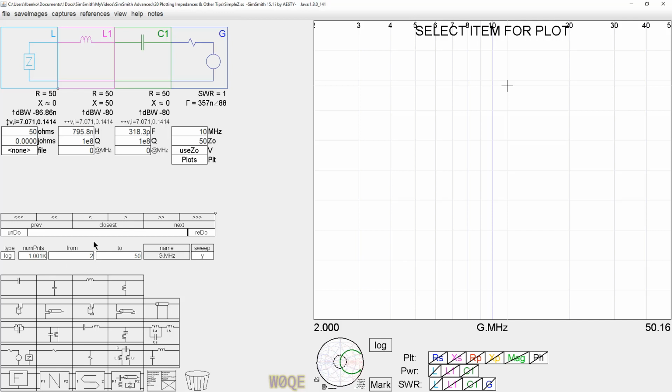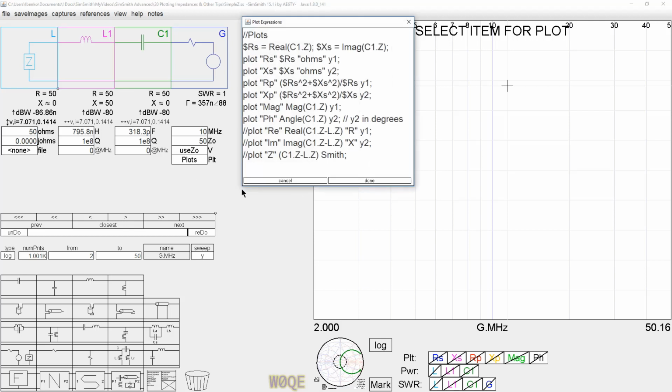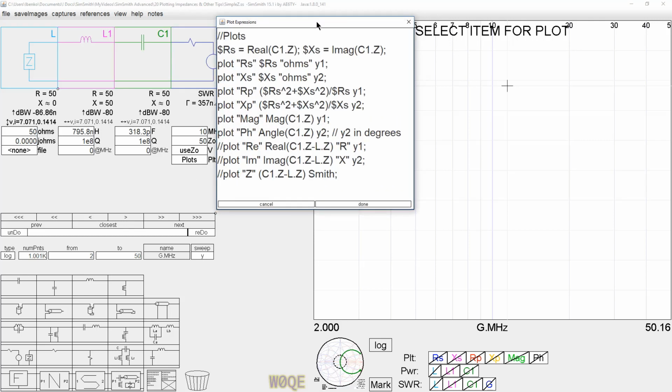For this example, everything is the same. We're going from 2 megahertz to 50 megahertz with this same circuit, looking at the same place. So we plot up here. Notice it says plot right there, PLT. That means in the PLT window here is where we've defined what these boxes are. So we go over here and we click on this. And what we get, make it a little bit bigger.